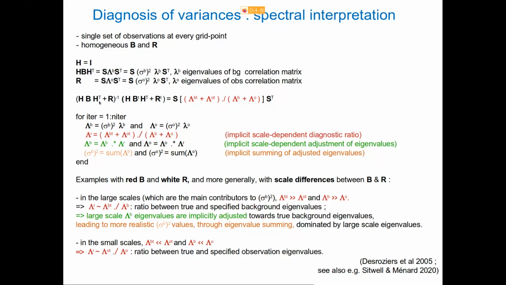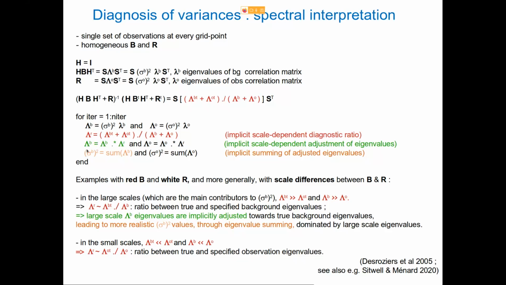And so in this case, the product between the inverse of the specified innovation covariance and the true innovation covariance matrix can be expressed in spectral space as a function of a scale-dependent ratio, which is written here, which is the ratio between the true innovation eigenvalues and the specified innovation eigenvalues. So this is interesting to consider in the iterative procedure. Actually, it can be shown that implicitly we can consider this implicit scale-dependent diagnostic ratio, lambda R, which is this ratio between true eigenvalues and specified innovation eigenvalues. And then it can be considered that there is an implicit scale-dependent adjustment of the specified eigenvalues, which amounts to multiplying the specified eigenvalues with this diagnostic scale-dependent ratio.